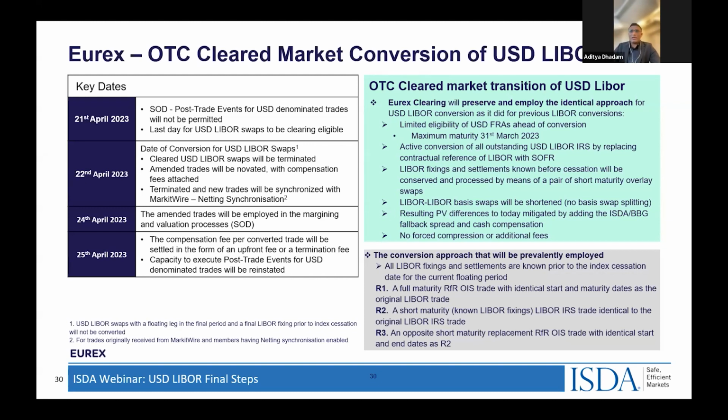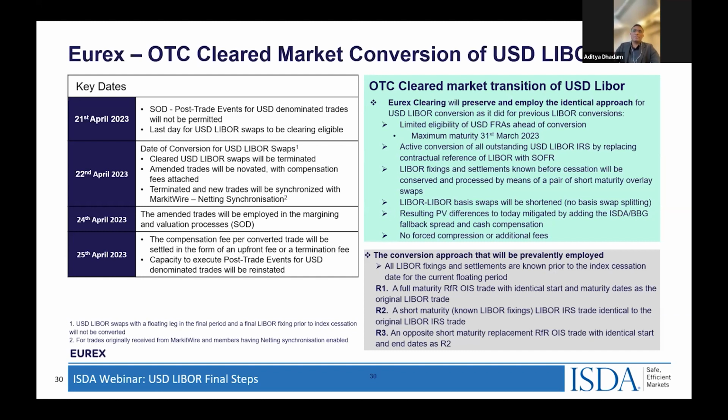The amended replacement trades would go through the margining as well as the valuation processes at the beginning of the day on the 24th, Monday, which is also the first trading day following the conversion date after the 22nd. So the settlement date for the upfront fees, which would also include the compensation fees for the converted trades or the terminated trades, as termination fees in some cases, would be settled on Tuesday the 25th and not on the 24th, unlike the other CCPs.